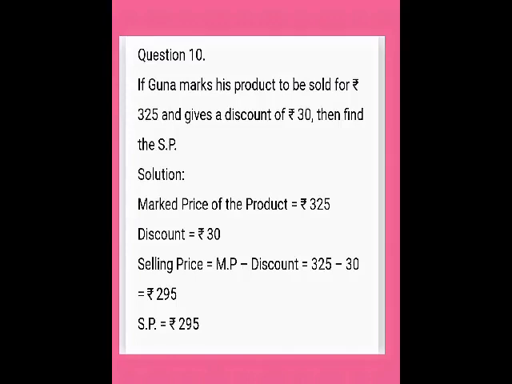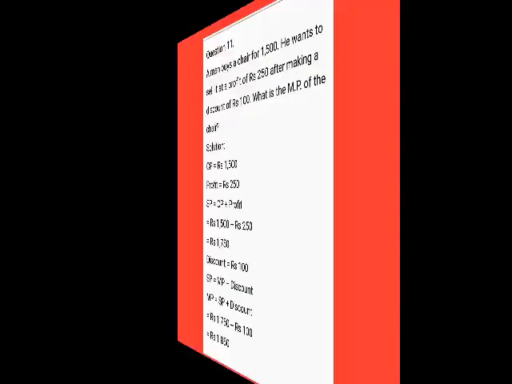Marked price is rupees 325. Discount is rupees 30. If you subtract, you will get rupees 295 as the selling price. Rupees 295 as the selling price. Move on to the next sum.